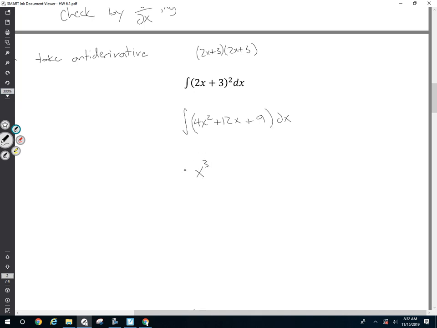Add 1, multiply by the reciprocal. Add 1, multiply by the reciprocal. Antiderivative of 9, 9x. And then I get a c. And then I can simplify it.